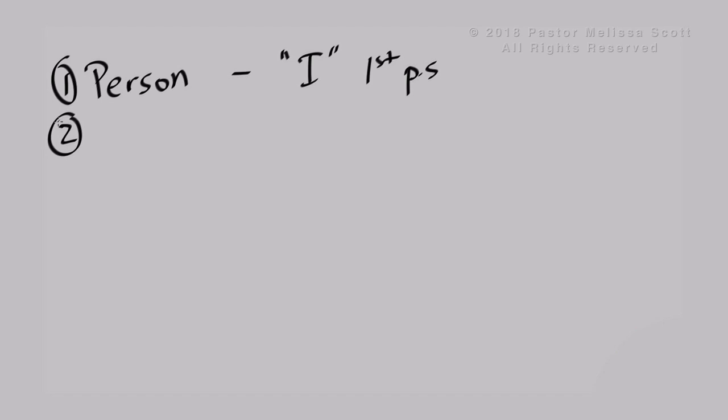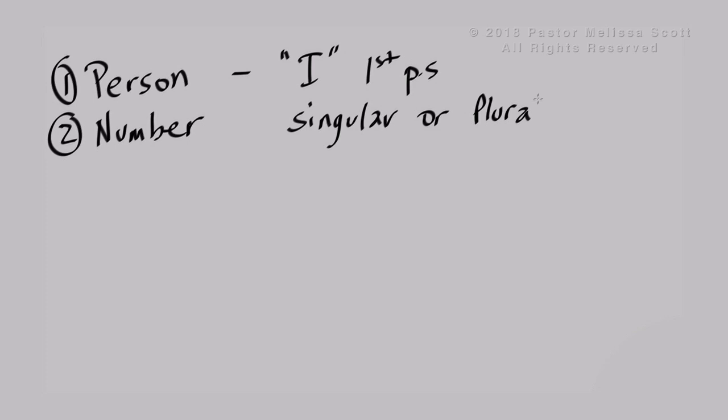Second thing, Greek verbs will have number. That is, they will either be singular or plural. This stuff is kind of the basics. We'll get into some more complicated stuff, and then you'll say, yeah, it's not that basic, but it is. All right, number three, tense. And I'm going to break tense into two categories. So we'll say tense, but tense is both time and aspect.